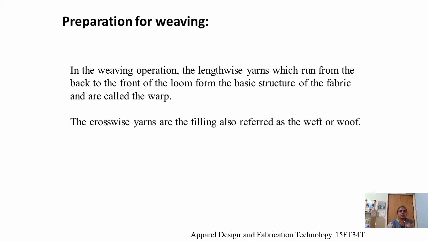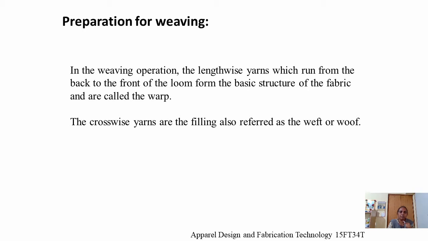What is weaving? Weaving is the major method of fabric construction. Here, interlacement of two types of yarns, the warp and the weft yarns, is used for the manufacture of the fabric. So, what are the preparations you need for weaving? In the weaving operation, the lengthwise yarns which run from the back to the front of the loom form the basic structure of the fabric and are called the warp.